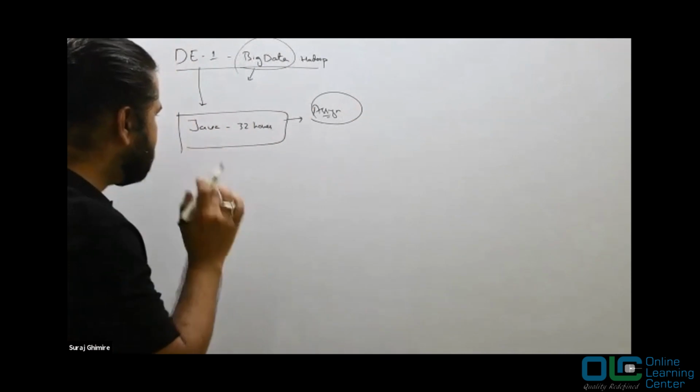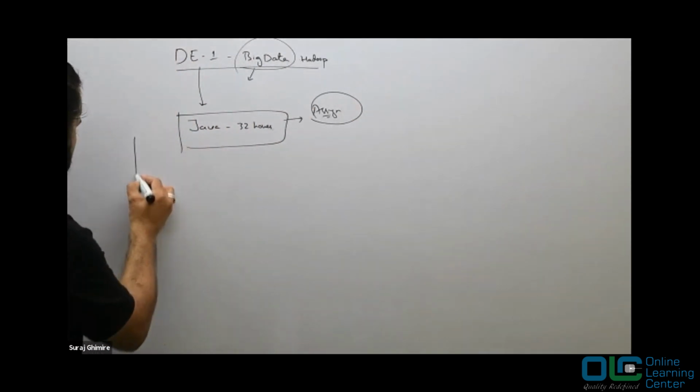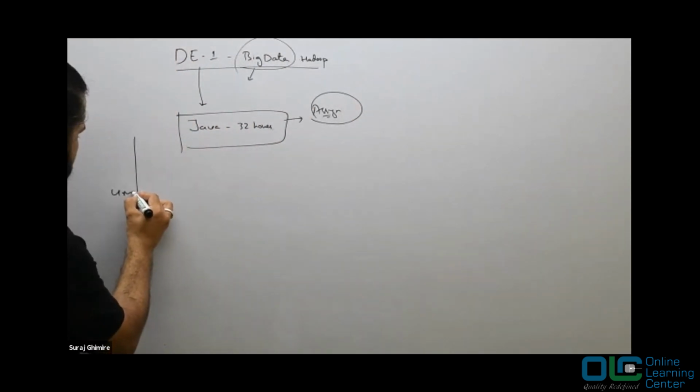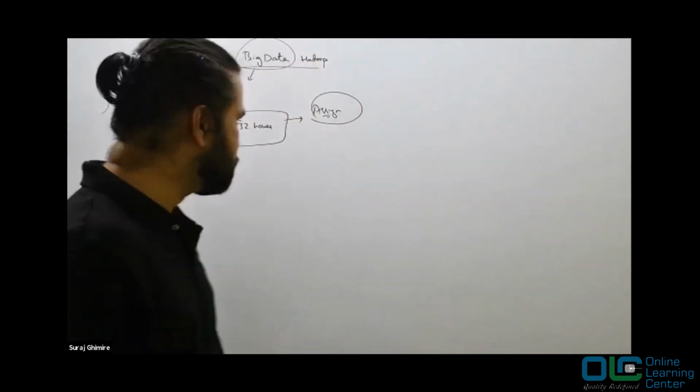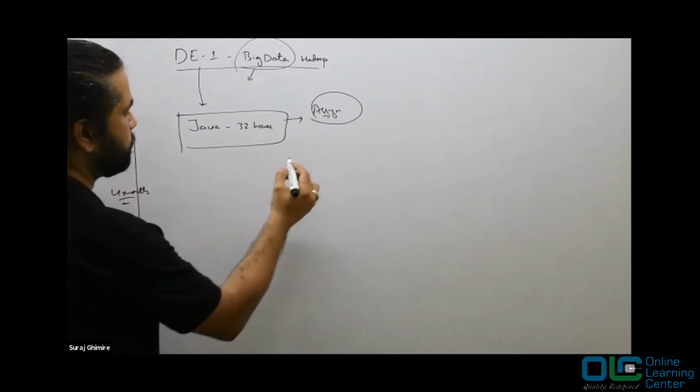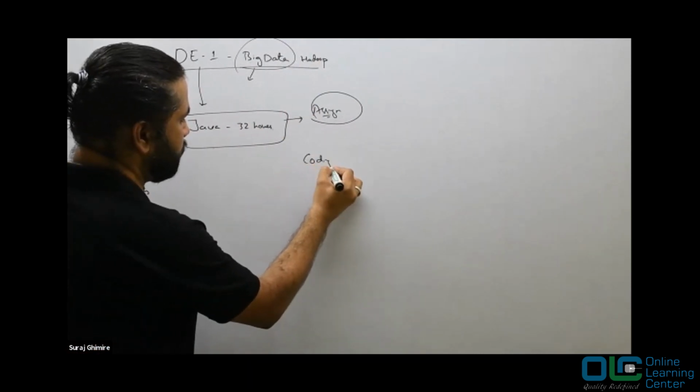Now by the end of the course, which means by the end of the 4 months, you should be solving a lot of problems. One is, let's say, from codingbad.com.